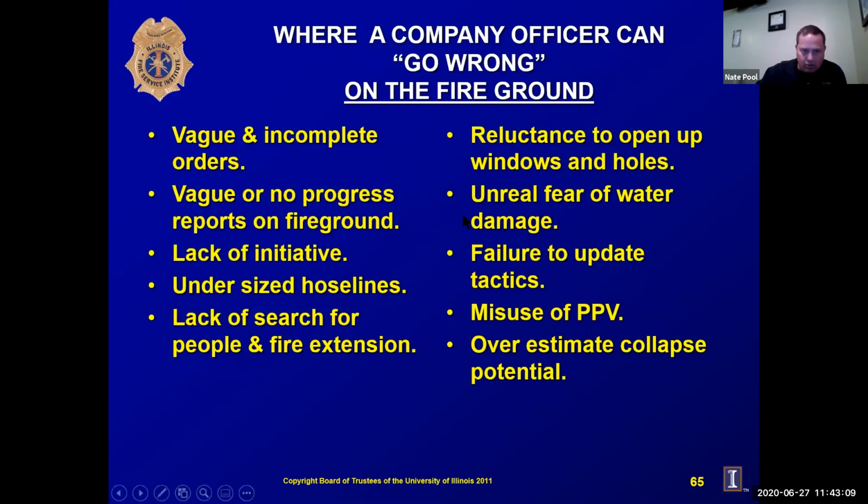Things that can go wrong, and these are all things that if you just look at, you'll understand the problems that you can have. So vague or incomplete orders. As a company officer, that works both ways. If a chief or a captain or whomever is the next rank up is giving you orders, you want to be able to understand what those orders mean. But you also want to have the ability to get things done your own way.